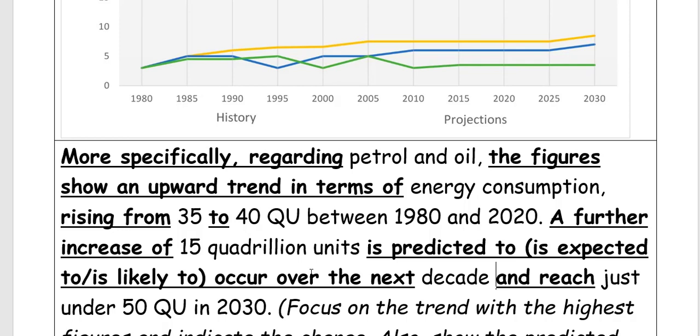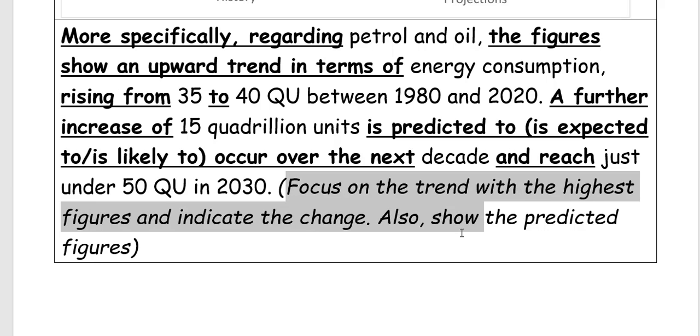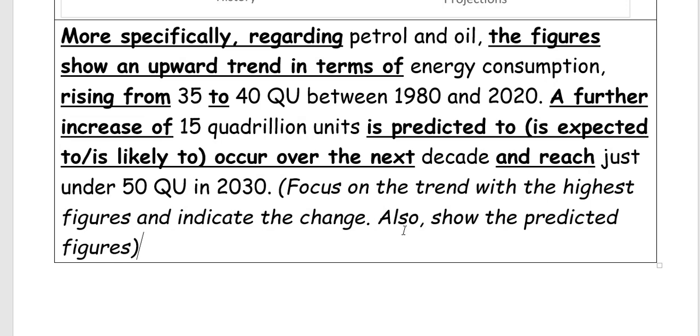And when you are talking about a future prediction, try to use this phrase, is projected to, or you can also write is expected to, or is likely to. Okay, and instead of writing happen, it's better to write the word occur, and the phrase over in this case, which means during the next decade. Next, our job is to focus on the trend with the highest figures and indicate the change. Also show the predicted figures.